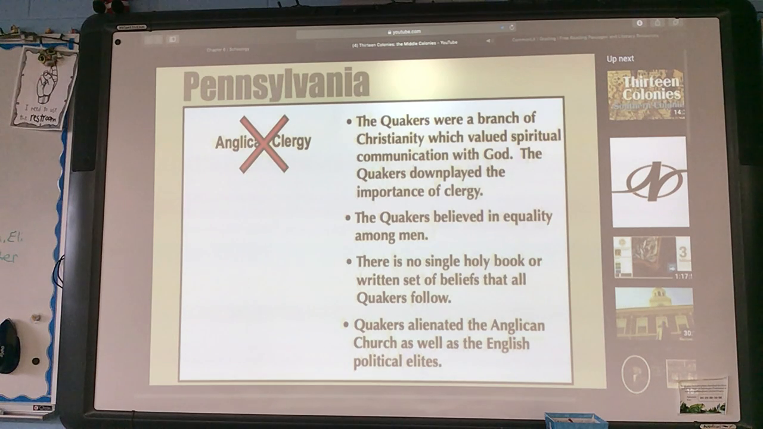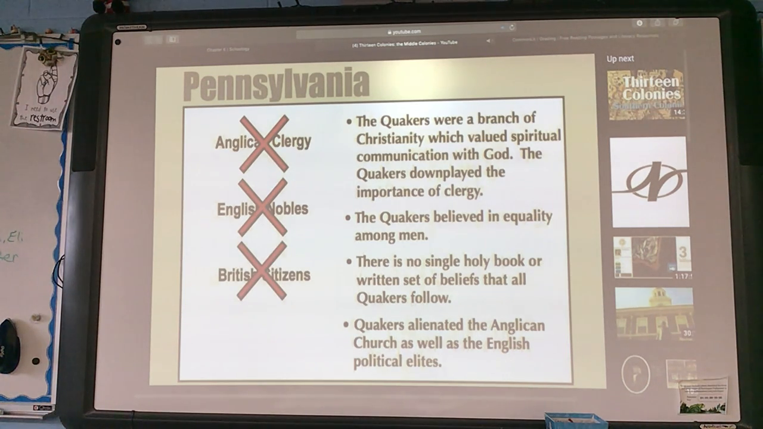They also believed that all people are equal before God. Well, that's not something that's going to go over very well with the English nobles. And they opposed war. They refused to serve in the army. That's something that's not going to make British citizens very happy. As a result, the Quakers were persecuted in England. They did, though, have one person on their side, and that was William Penn.